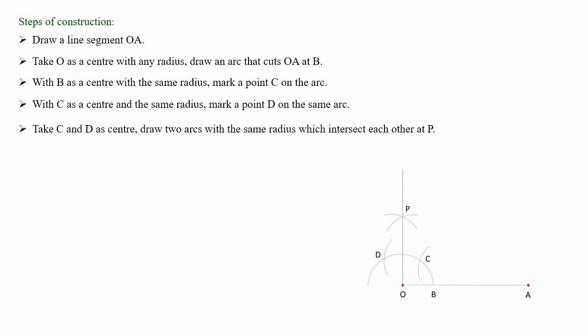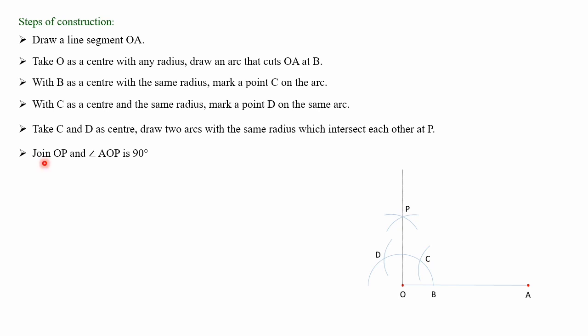Again, with C and D as centers, you can use the same radius or a different radius. That is up to you. It's not a problem. For the second arc part, if you change the radius, it is not a problem. If you want to use the same radius, you can use it. Both are correct. Fix the compass at C, draw an arc. Fix the compass at D, cut the previous arc. So both the arcs intersect at the point P.